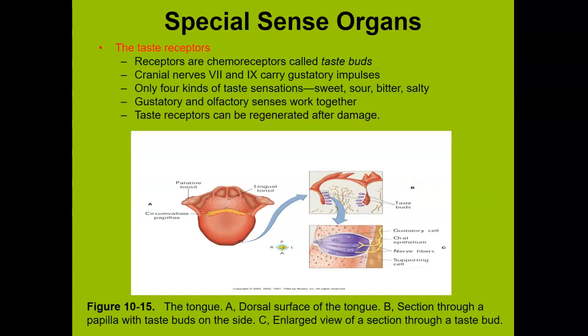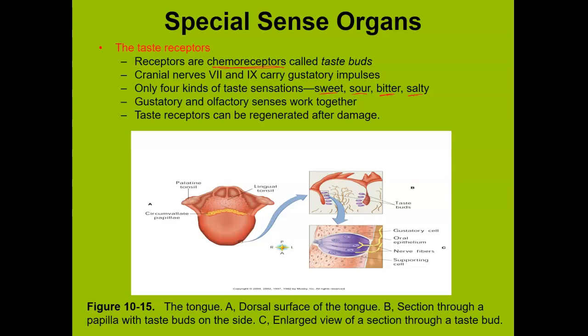Now, another special sense organ, which is really kind of entertaining, is taste, gustation. The receptors in the taste buds are chemoreceptors. And what we taste usually is sweet, sour, bitter, and salty. There's another one called umami. It tastes like amino acids. But the whole idea is that it's important to know what you're putting in your body, right?